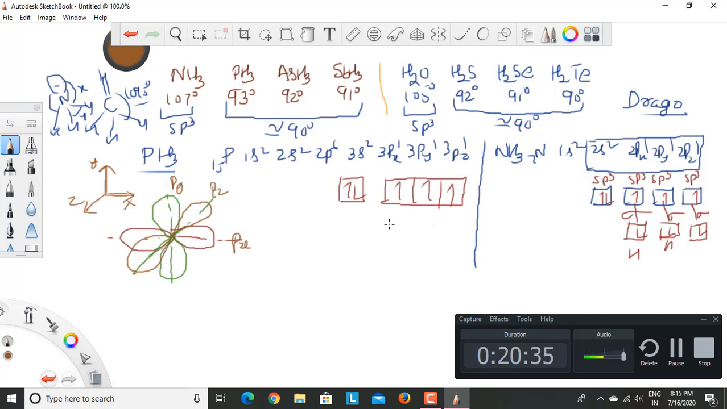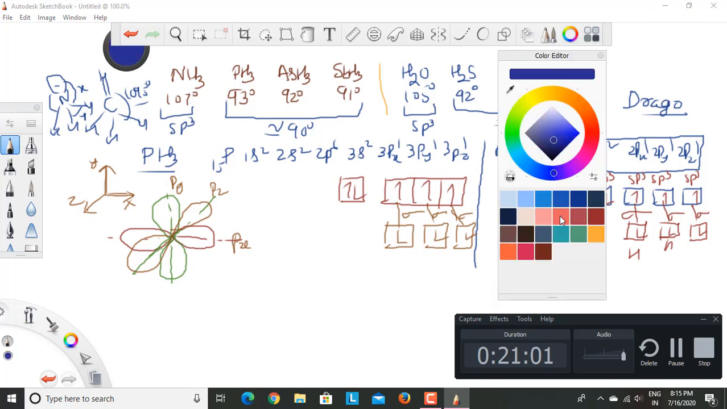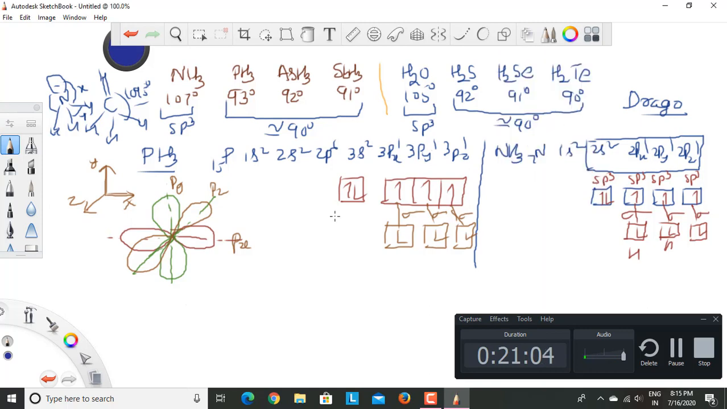Now suppose 3 hydrogens will overlap. Hydrogen will overlap like this, and like this, and like this, and they form sigma bonds. So 3 hydrogens will overlap, forming 3 sigma bonds with px, py, pz. You can see the orbital diagram. One hydrogen will overlap here, another hydrogen will overlap here, and the third hydrogen will overlap here.